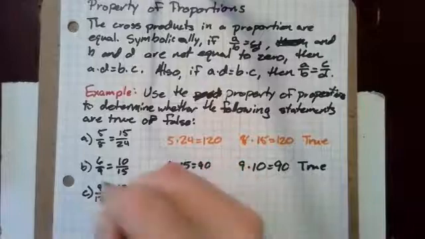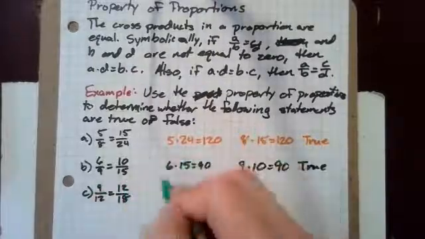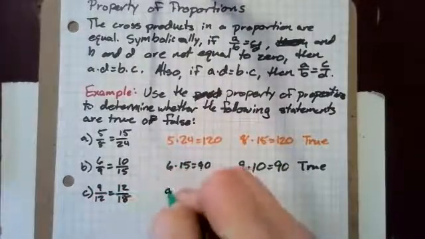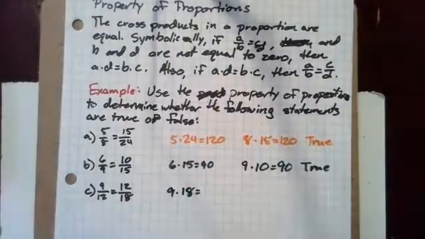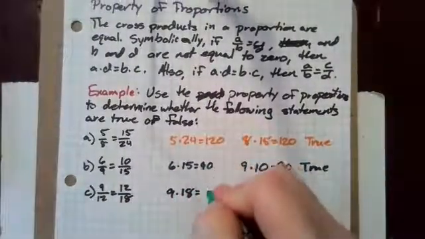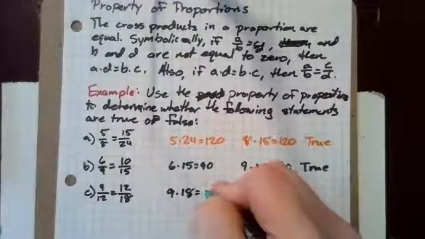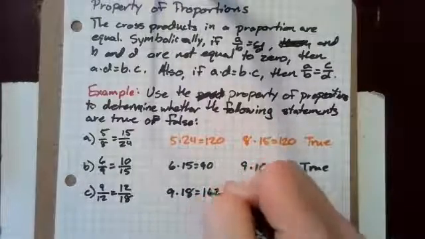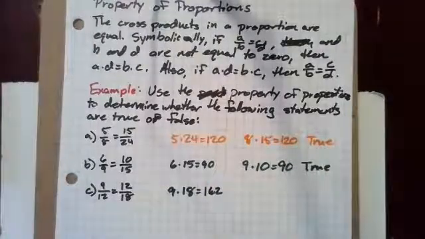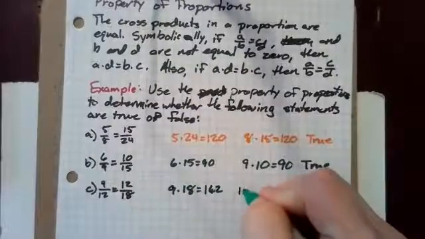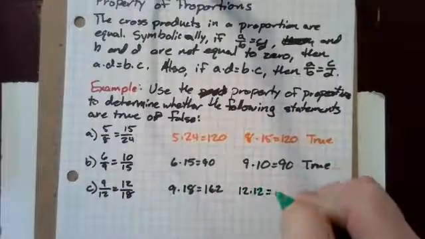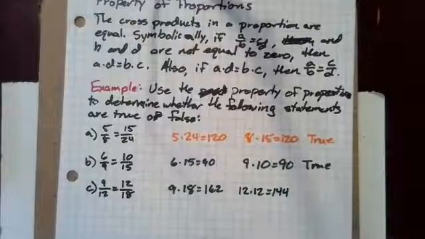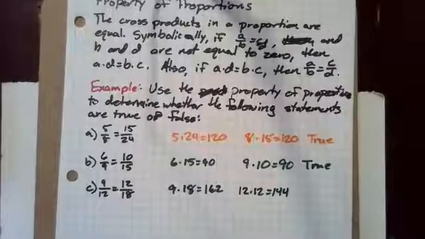Finally, we have 9/12 equals 12/18. So we'll try 9 times 18. I can do that in my head without too much difficulty. 9 times 18 is 162. I know that since 9 times 9 is 81, and then I just have to multiply it by 2. And 12 times 12 is 144. The cross products are not equal, so that means that this is not a true statement. This is false.